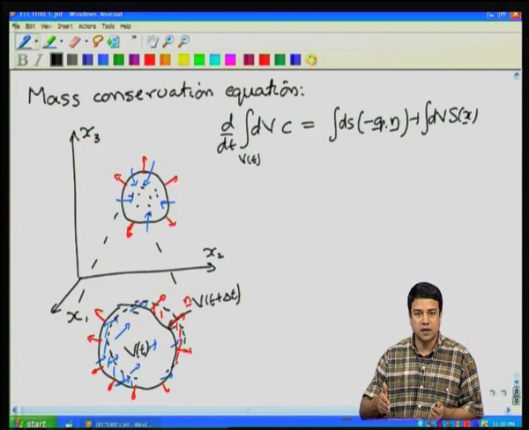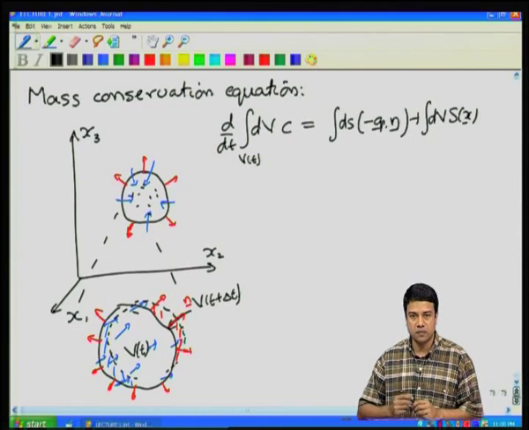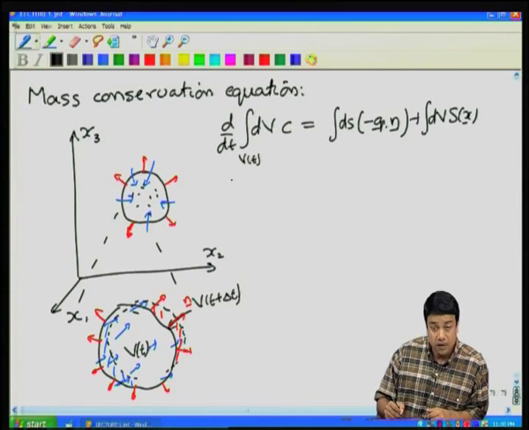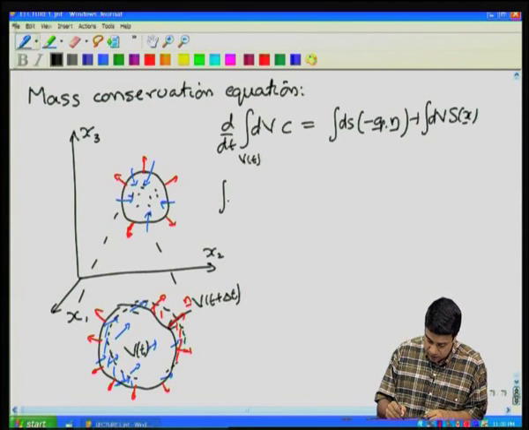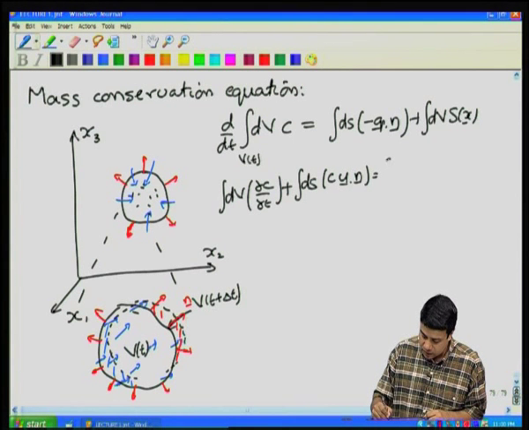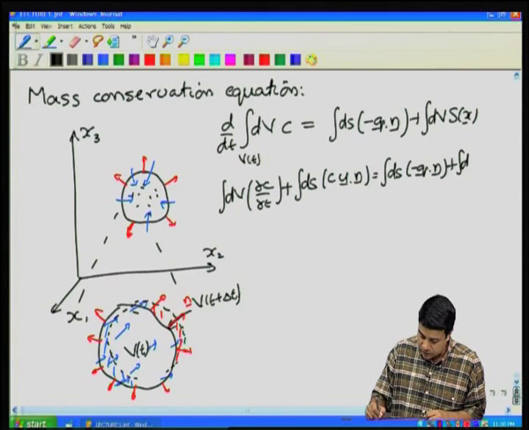Integrated over volume gives me the source of mass, the amount of mass increase in this volume per unit time. So, this will be the equation if I had sources or sinks. If it is a source, it will be positive. If it is a sink, it will be negative. So, now I can use my Leibniz rule once again. Integral dV partial c by partial t plus integral over the surface dS of c u dot n is equal to integral dS of minus q dot n plus integral dV of the source.